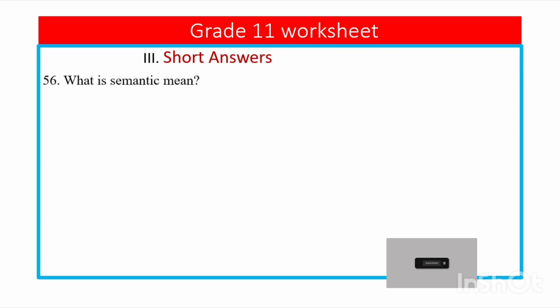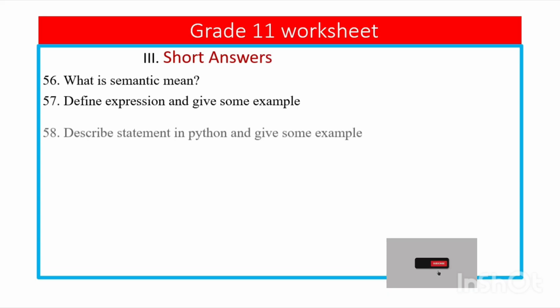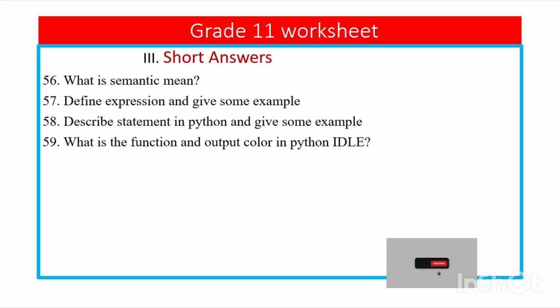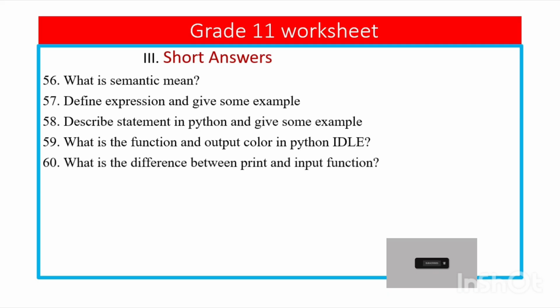56. What does semantic mean? 57. Define expression and give some examples. 58. Describe statement and give some examples. 59. What are functions and output in Python IDLE? 60. What is the difference between the print and input functions?